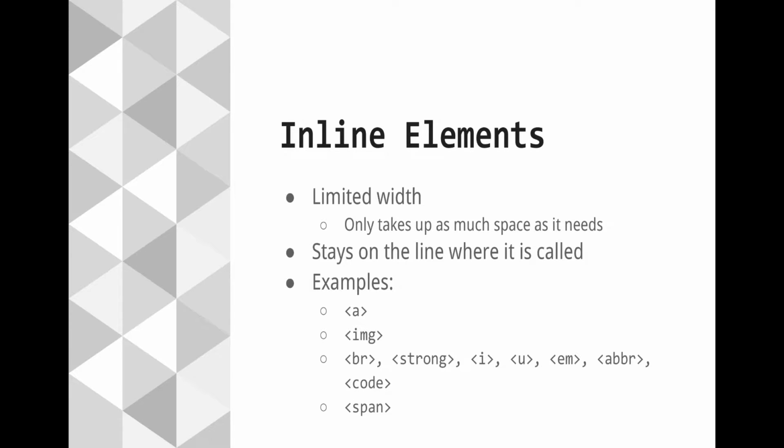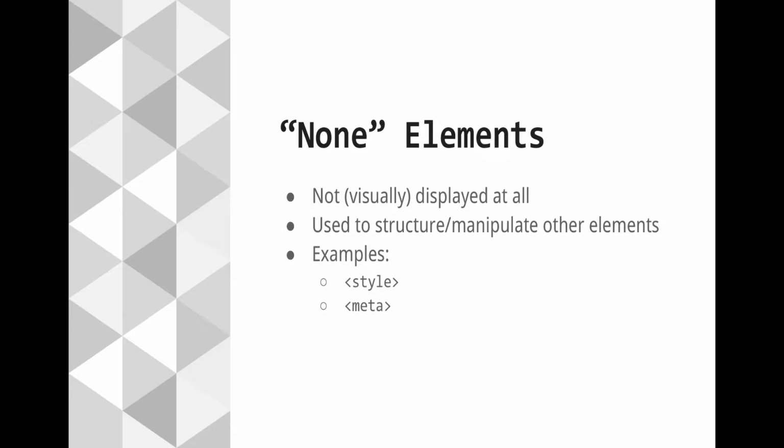Inline elements are limited width elements. They only take up as much space as needed, so they stay on the line where they're created. We see those already with image tags, with anchor tags, for say a URL, the line breaks, or the strong and any of those emphasis sort of elements: strong, italicized, underline, emphasis, abbreviation, code, KBD and SAMP as well, and then span, which we haven't talked about, but we're going to.